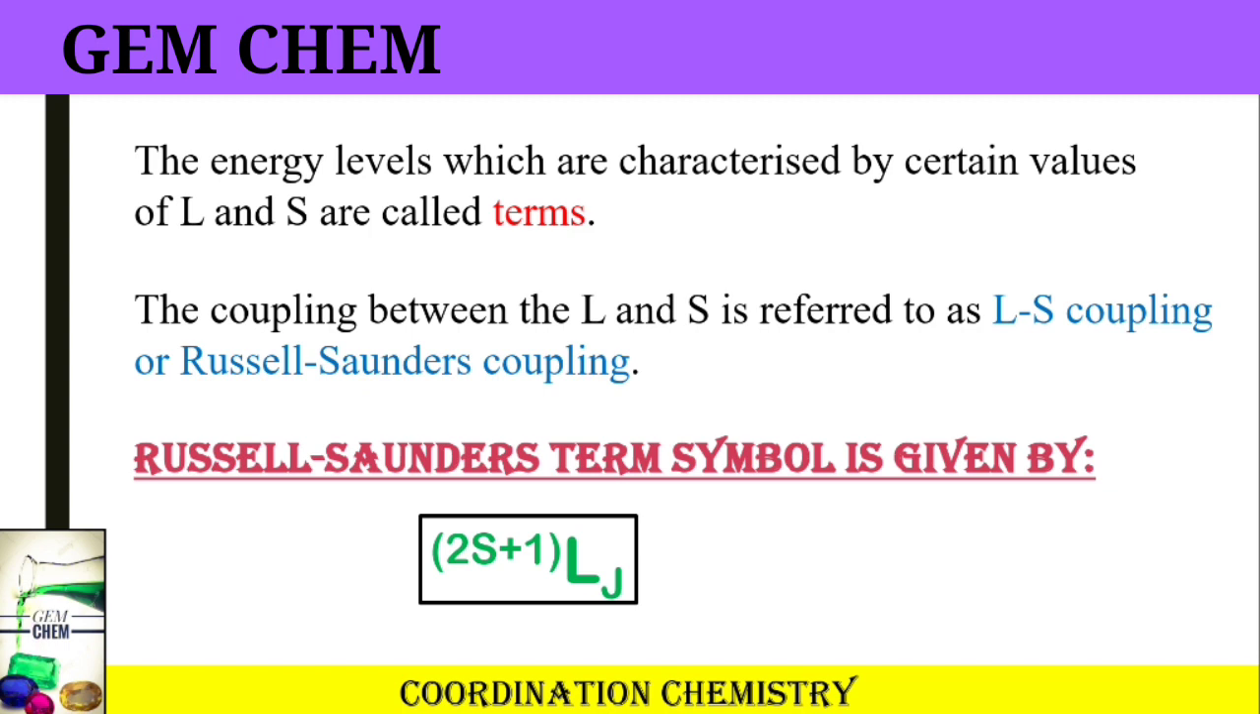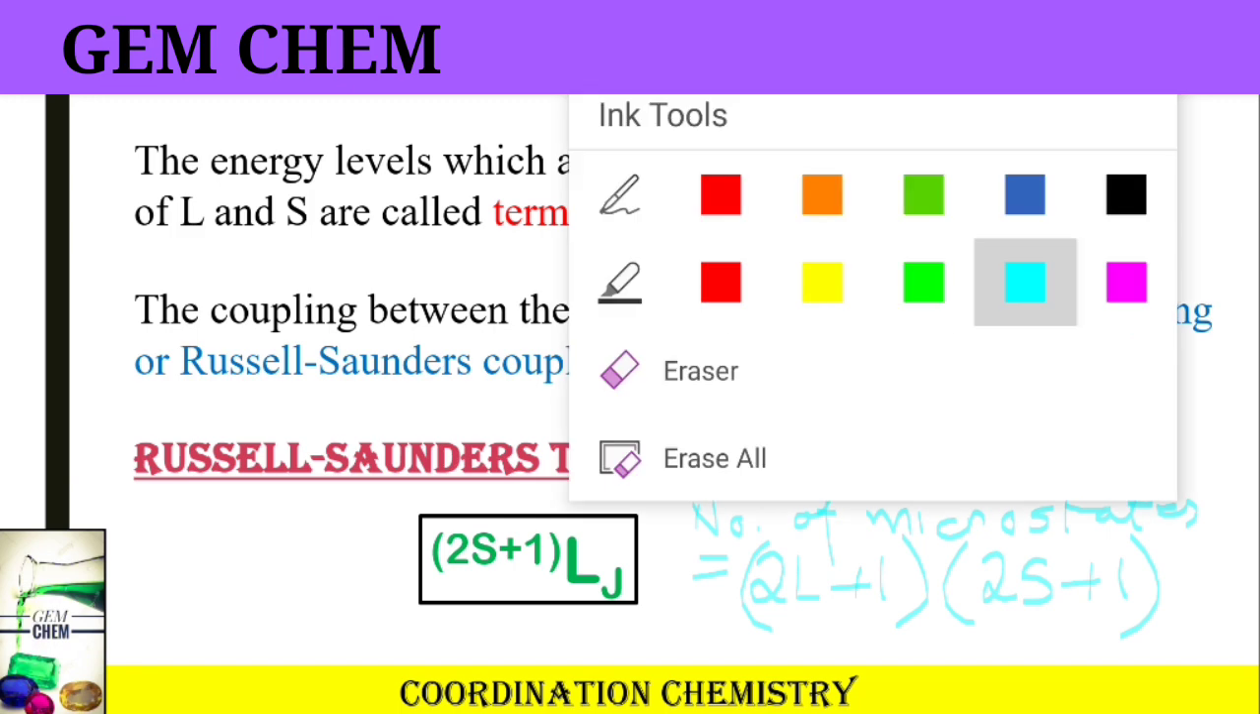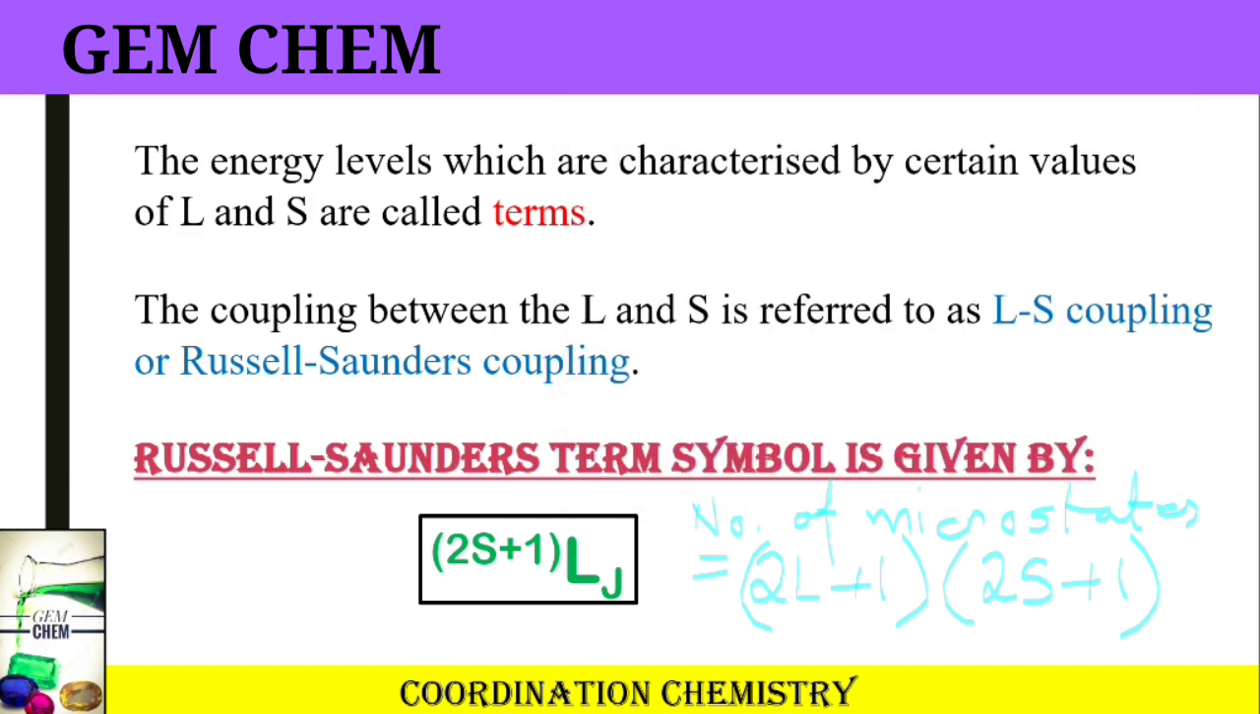From L and S value, if you want to find the number of microstates, you can write it as 2L plus 1 into 2S plus 1. Or if you have in your hand the value of J, you can easily find out by using another formula, that is 2J plus 1. This is another formula which you can use.